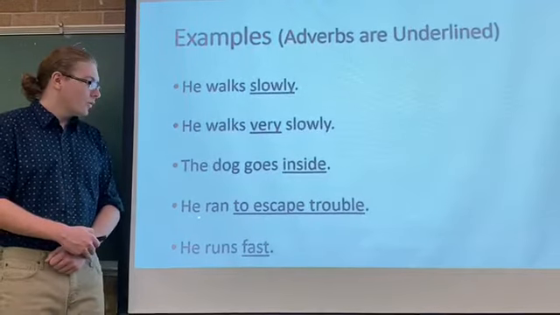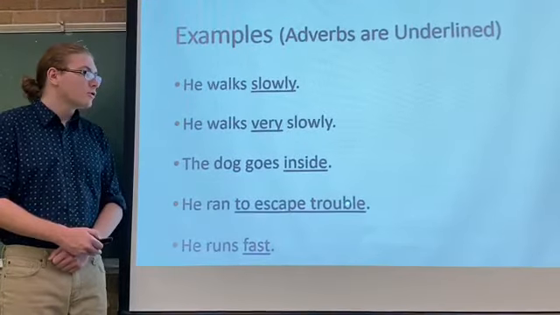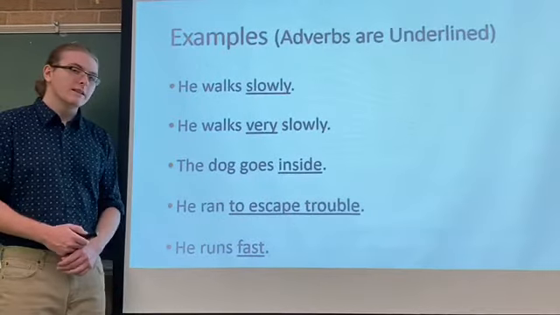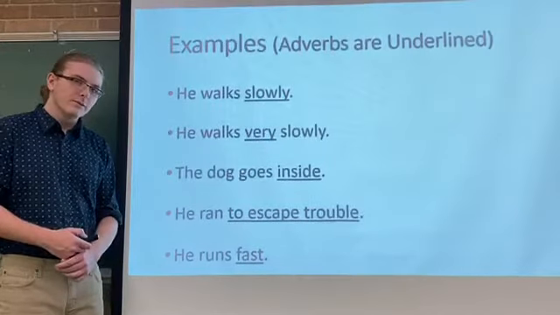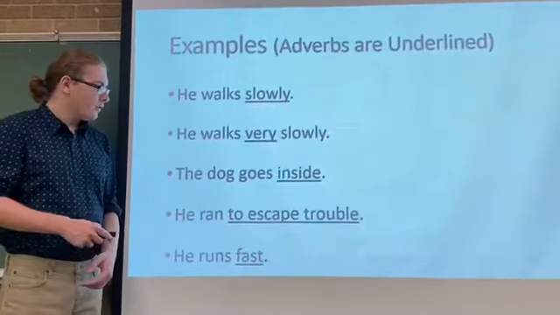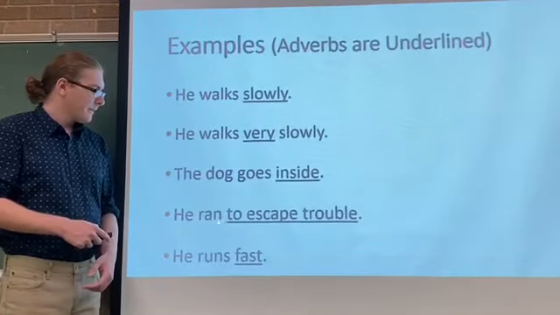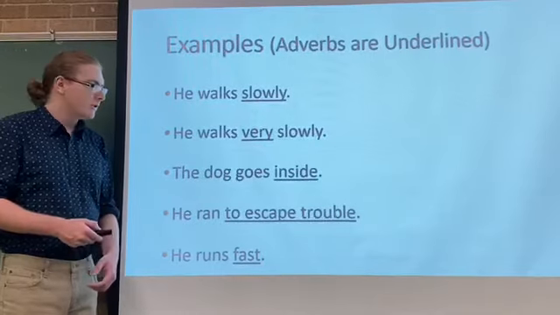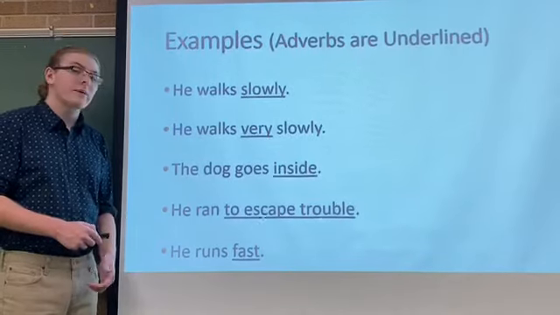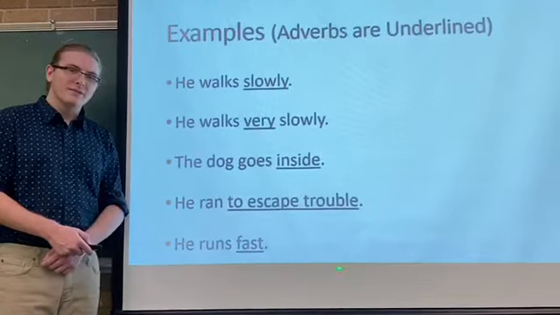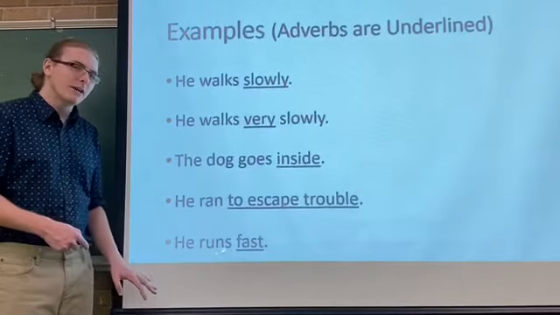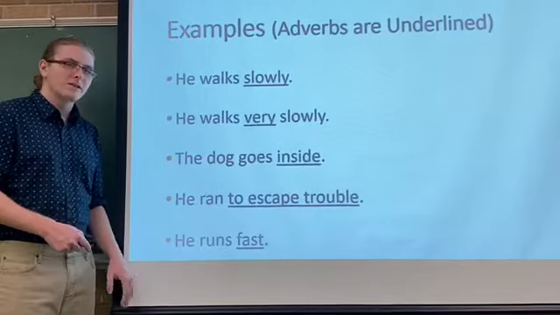We have he ran to escape trouble. Now this is all underlined because it represents an adverb phrase. An adverb phrase is a grouping of words that go to directly modify the verb. It shows us why he ran. So, he ran to escape trouble. He runs fast. So, we have he as the subject, but that's not what we're looking at the moment. Runs fast.